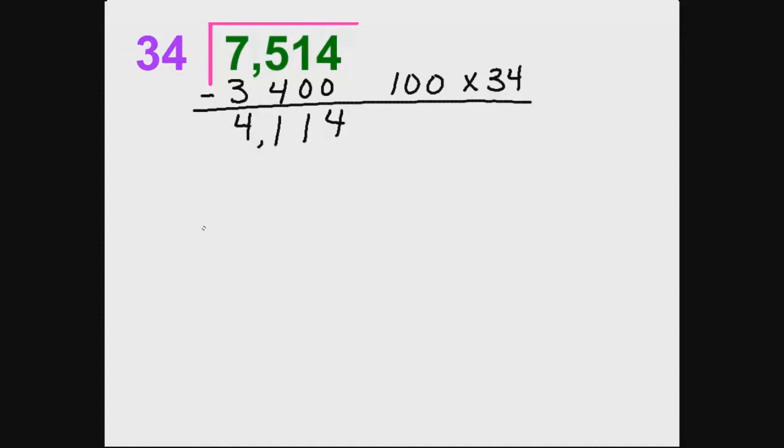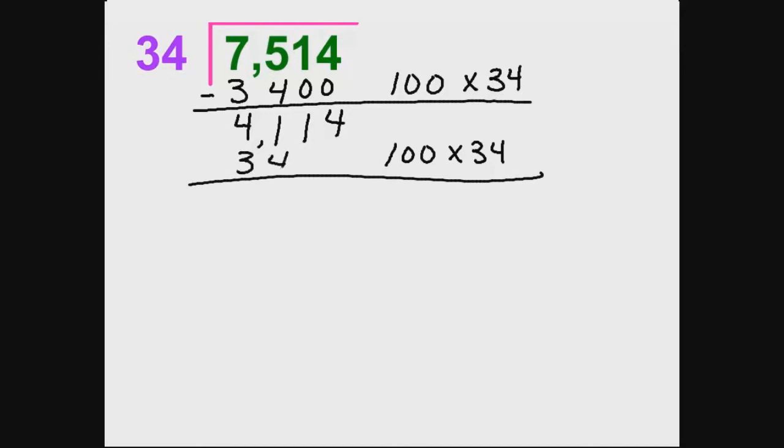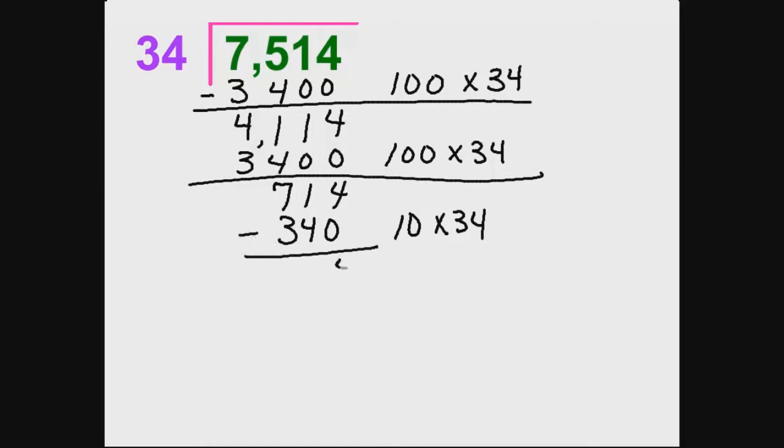4,114. We will record that another 100 groups of 34 can be created. We then subtract to take that part of the dividend away. We are left with 714. We cannot make another 100 groups, so we begin making groups of 10. 10 groups of 34 can be subtracted. That's a 34 with a 0 at the end.